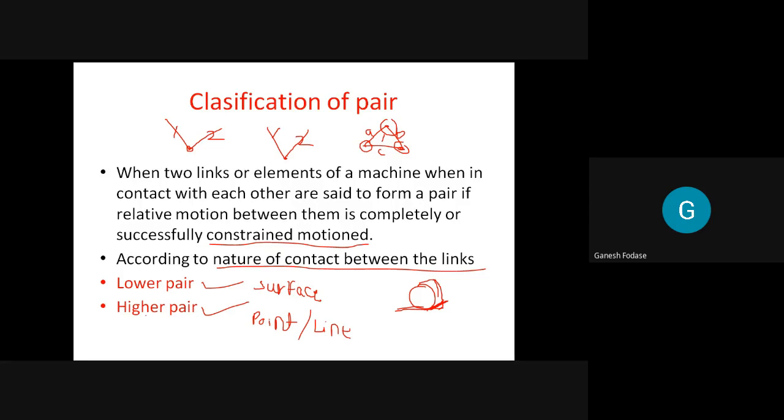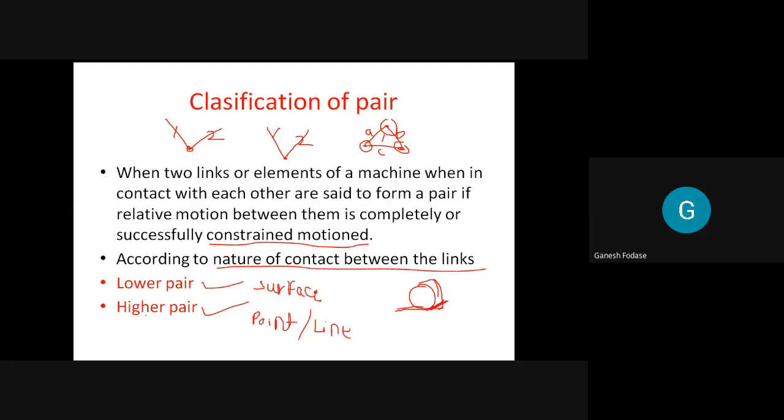Another example you might see is in gears. When two gears are in mesh, let's say two spur gears are in mesh, which type of contact do they have? Actually, for different gears, different types of contact are there. But let's take the example of a spur gear. In the case of a spur gear, which type of contact is there between two gears? Line contact. And if it is line contact, it must be a higher pair. So gear is one example of a higher pair. Keep in mind.